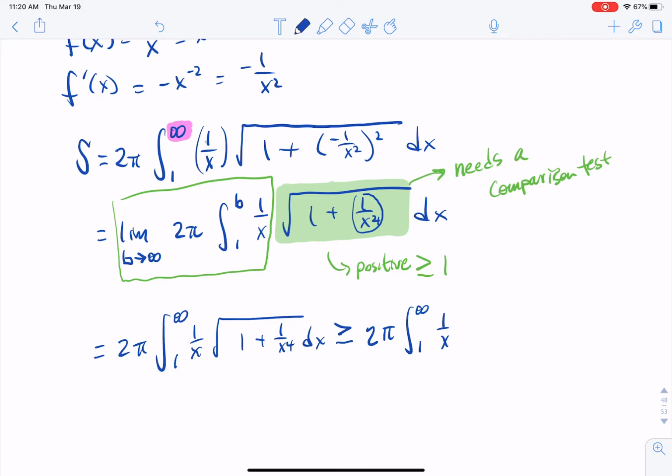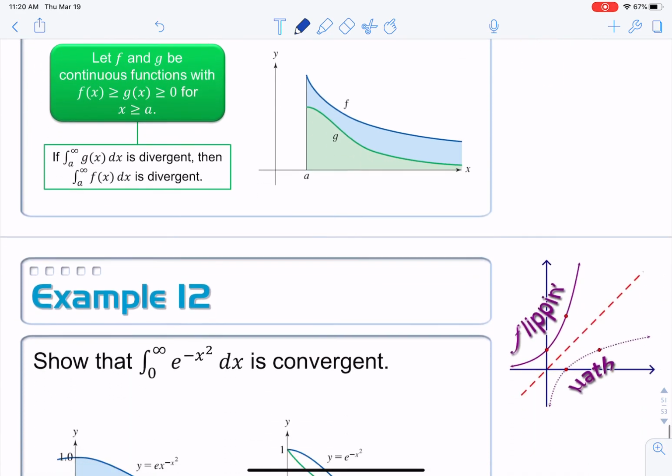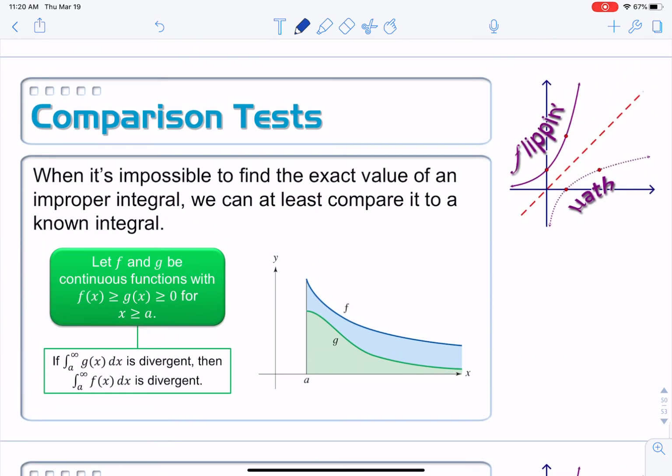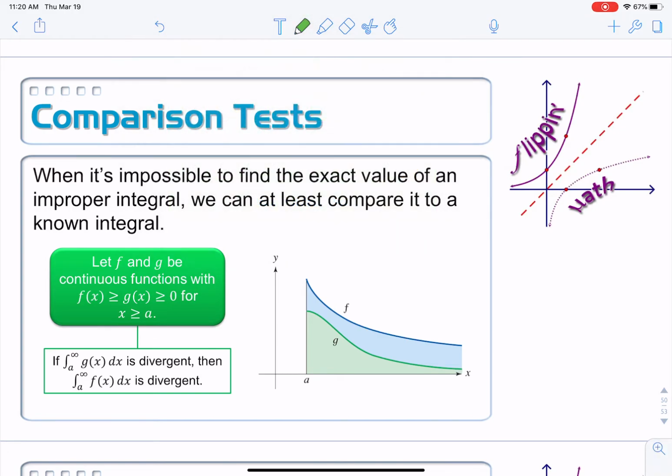Right? We got rid of the square root part because basically we're multiplying it by something that's just a little bit bigger than 1. So our integral, the one that we're trying to evaluate for the surface area, has to be bigger than the one that's over here on the right. And now what's going to come into play is our comparison test. And it's actually this second case here because we're comparing it to something that we already know diverges. And ours is bigger than a divergent one.